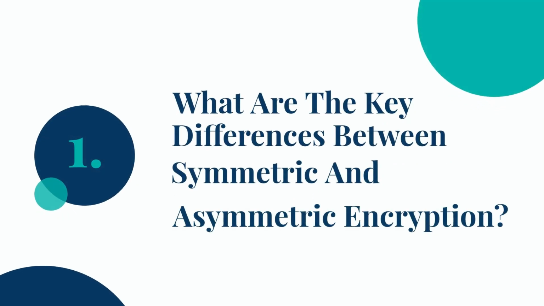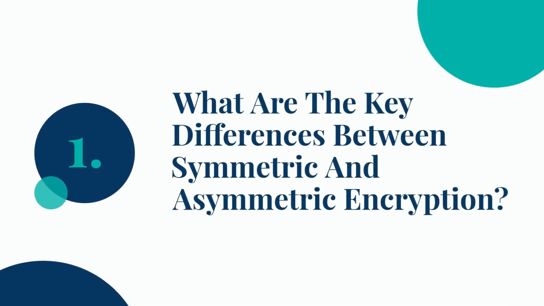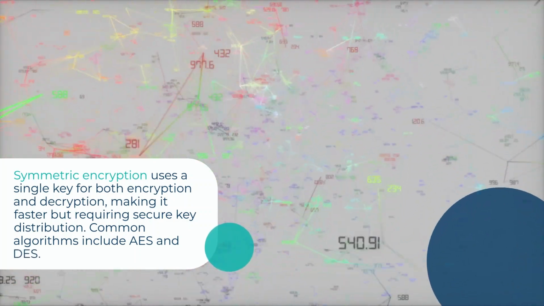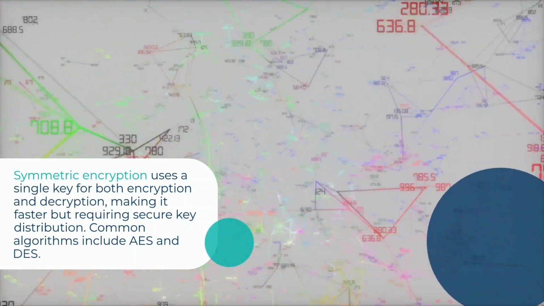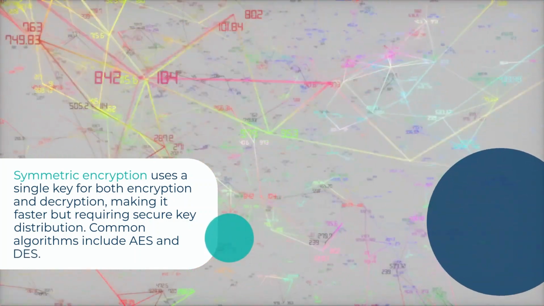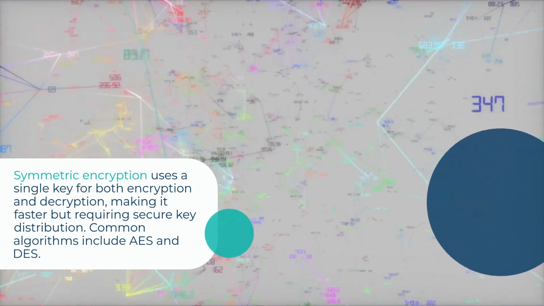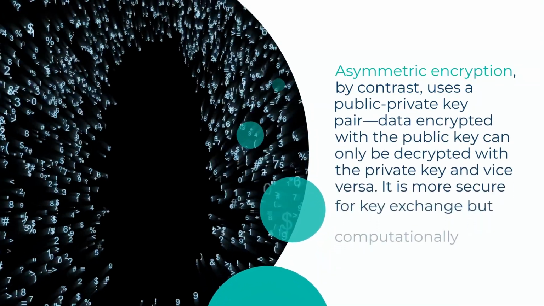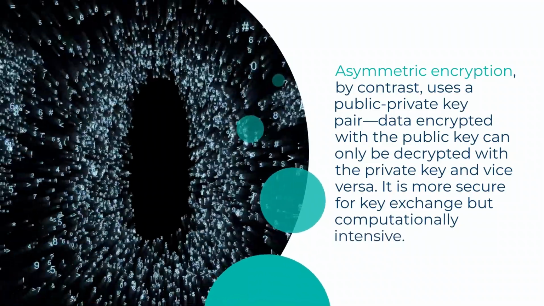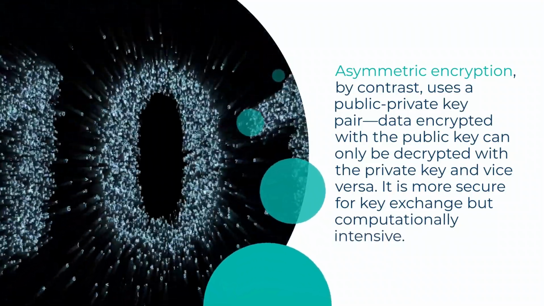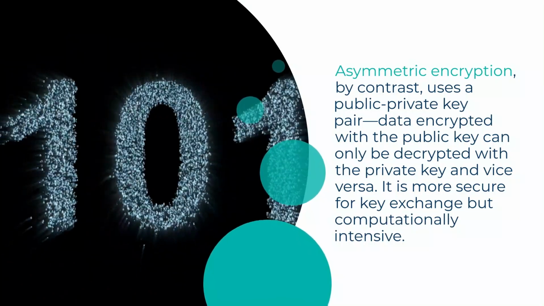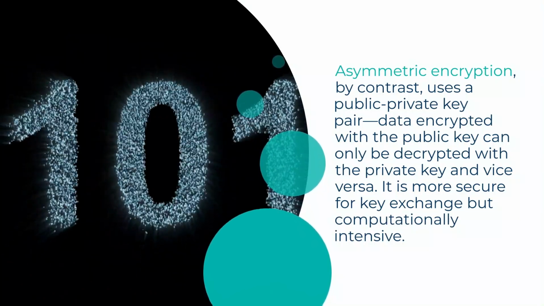1. What are the key differences between symmetric and asymmetric encryption? Symmetric encryption uses a single key for both encryption and decryption, making it faster but requiring secure key distribution. Common algorithms include AES and DES. Asymmetric encryption, by contrast, uses a public-private key pair. Data encrypted with the public key can only be decrypted with the private key and vice versa. It is more secure for key exchange but computationally intensive.